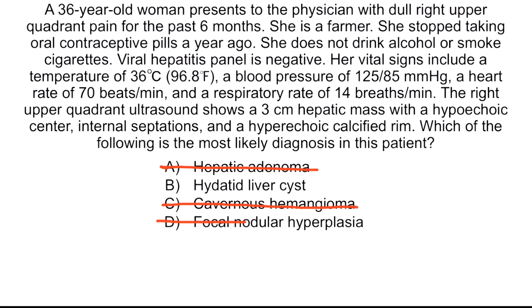Finally, option D, focal nodular hyperplasia, is incorrect because it presents as a mass with central arteries and a spoke wheel appearance. And that concludes our lecture on the liver cysts and malignancies.